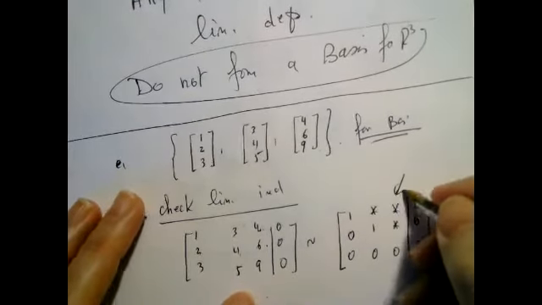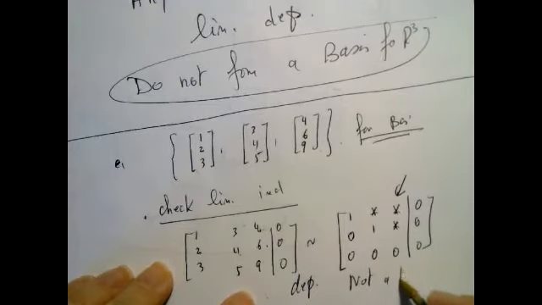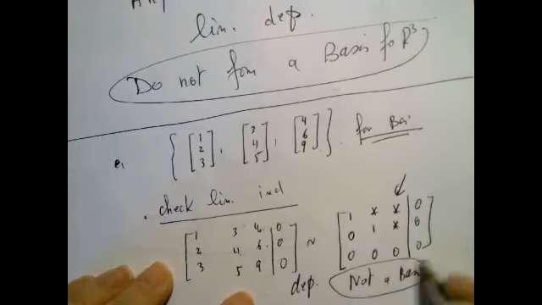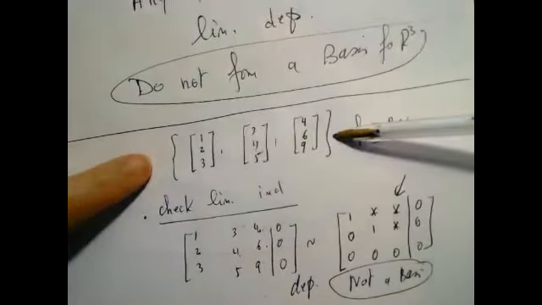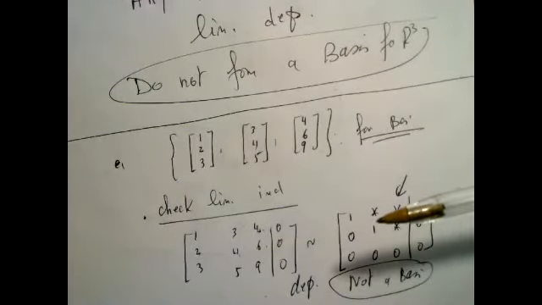That's a free variable. Those are dependent, so not a basis. So not every time we have three vectors, we have a basis. We have to make sure that those vectors are linearly independent.